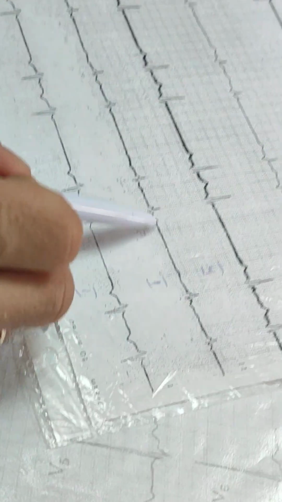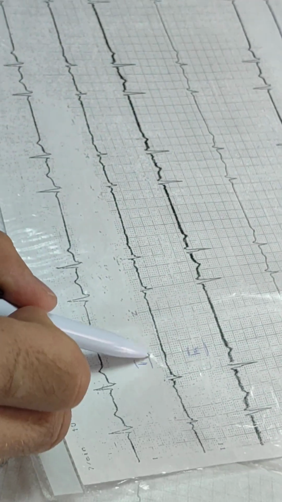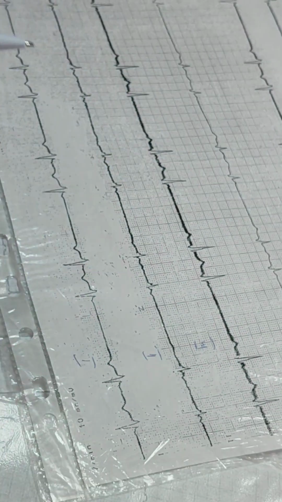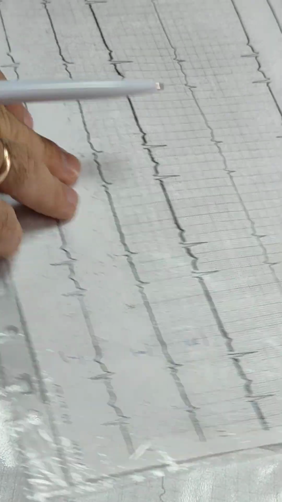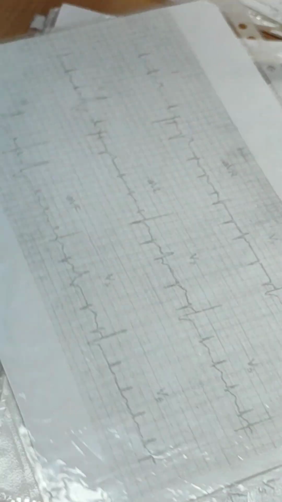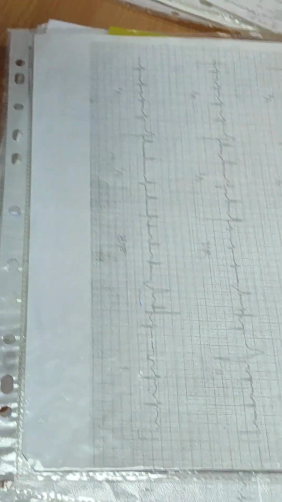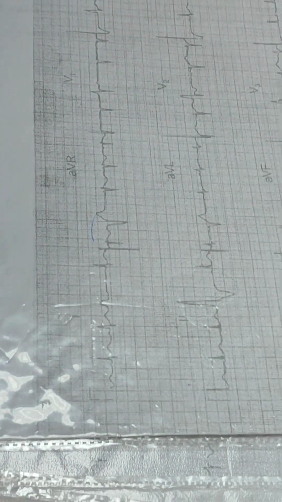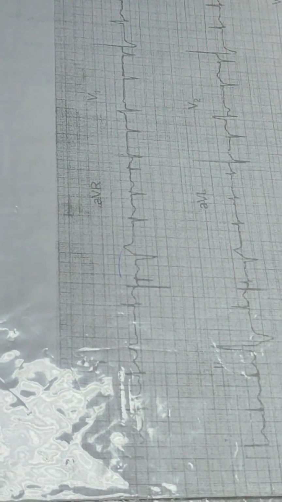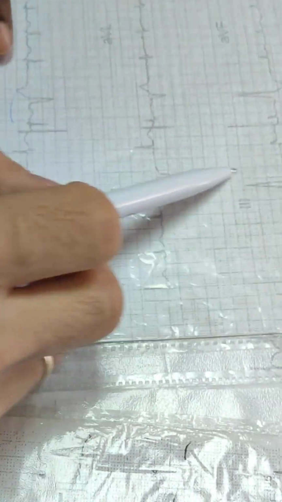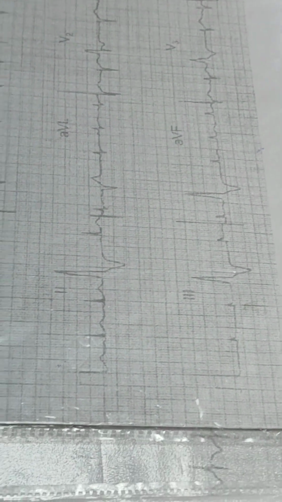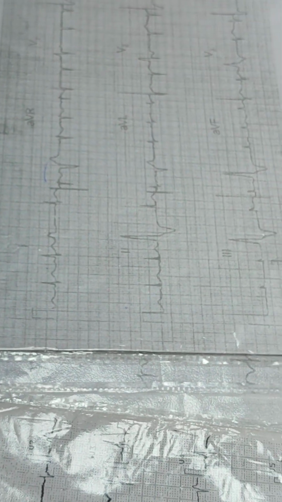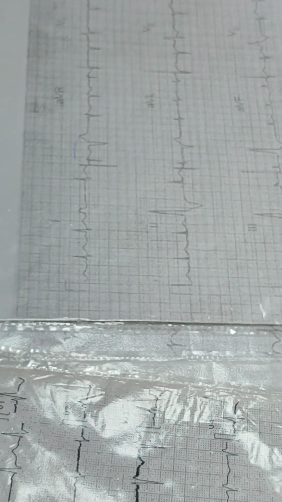P waves are present. This distance we can put twice to both places. Where is wrong place? And this. So these places are with extrasystole. Ventricular one because of complex wide and deformed.